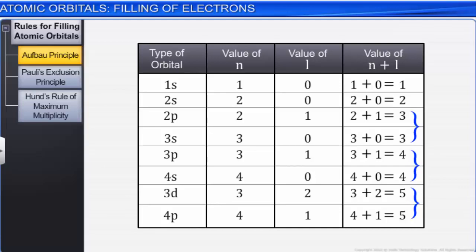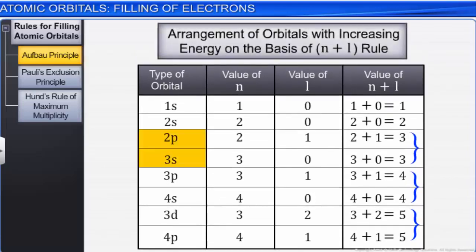The orbitals 2p and 3s have the same value of n plus L, which is 3. Now, as per the n plus L rule, the orbital with the lower value of n has lower energy and hence is filled first. Thus, 2p is filled first, followed by 3s. Let us observe the arrangement of orbitals up to 4p in increasing order in accordance to the n plus L rule in the following given table.